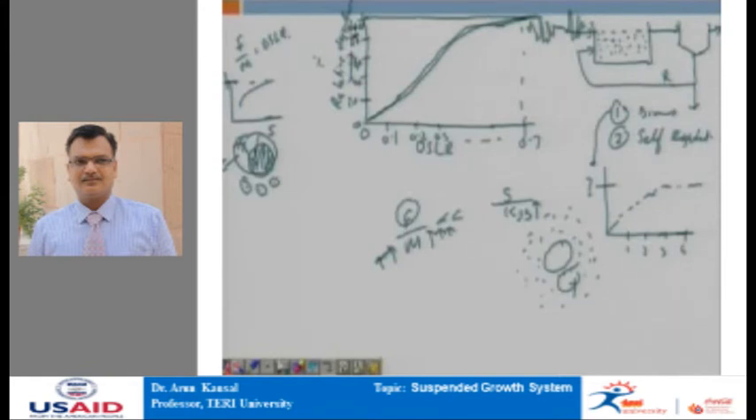So, from this it appears that if we want to run the plant with 100% degradation capacity, the F/M ratio has to be around 0.7, which means that the microbial population is equal to food divided by 0.7. Suppose the incoming wastewater has a BOD of 500 milligrams per liter, the microbial population should be around 700 milligrams per liter.